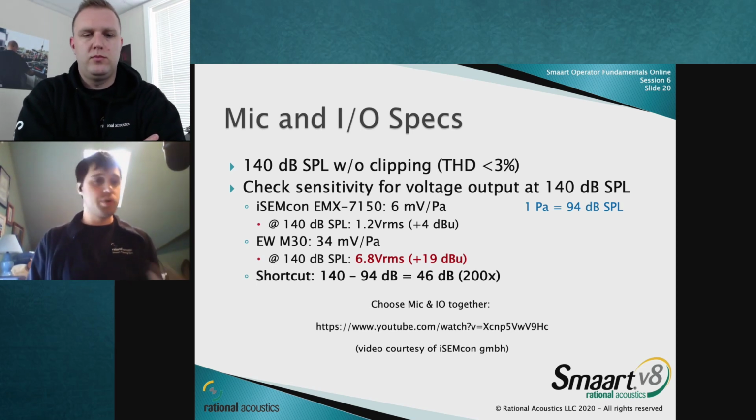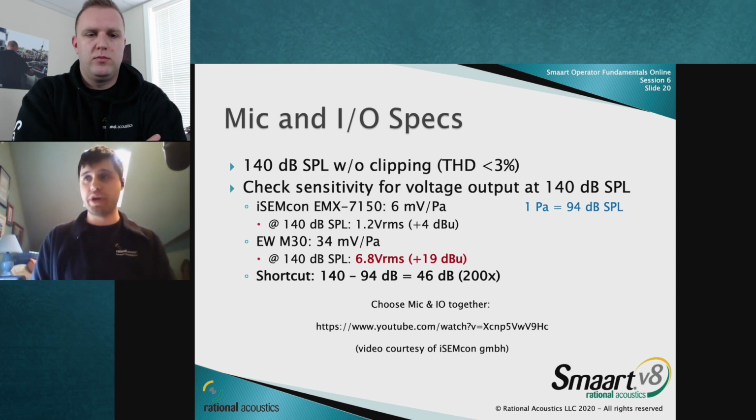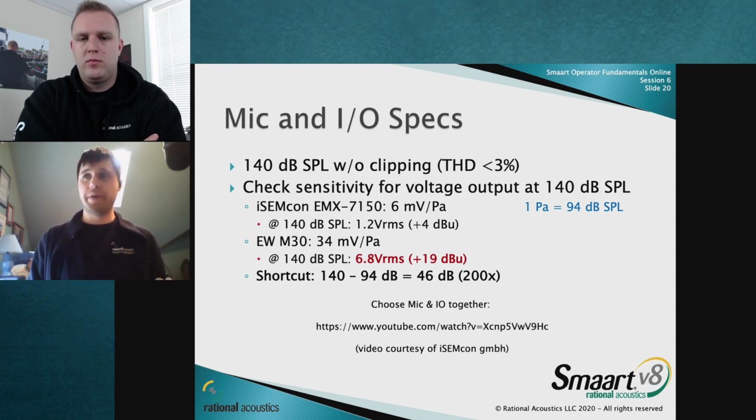In the case of a more sensitive mic like the Earthworks M30, that has a much higher sensitivity, 34 millivolts per Pascal. So at 140, that mic is outputting close to 7 volts RMS. And not too many preamps are going to be happy about that level coming in. So when you choose a rig for SPL, you have to pay attention to not just the mic and the interface, but also will those work together.